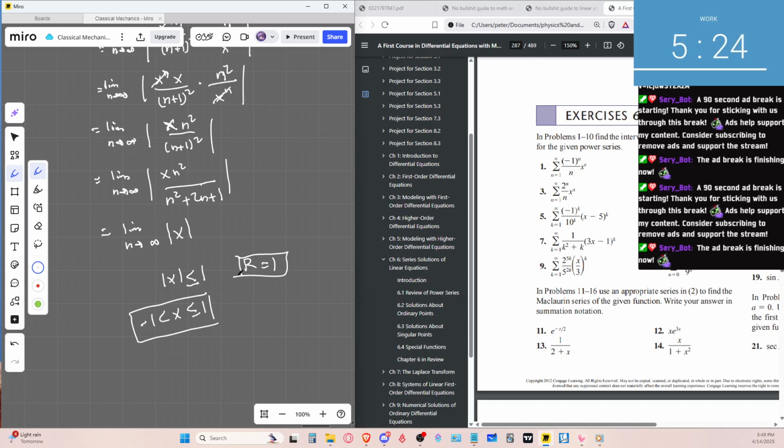I'll just check on Quizlet because this one's the odd numbered one. I think I gotta add this book too. First Course in Differential Equations. Textbooks, that one. Add it to my file. And this one's 6.1, exercise number 2.